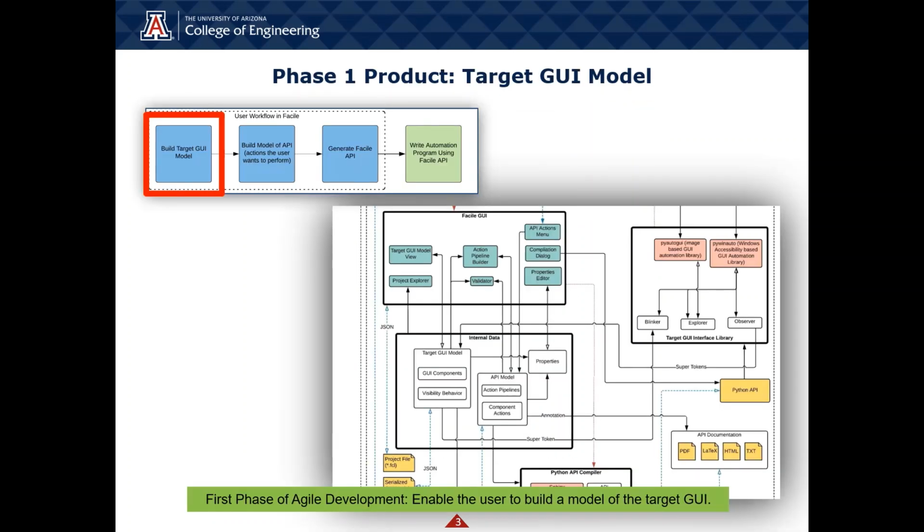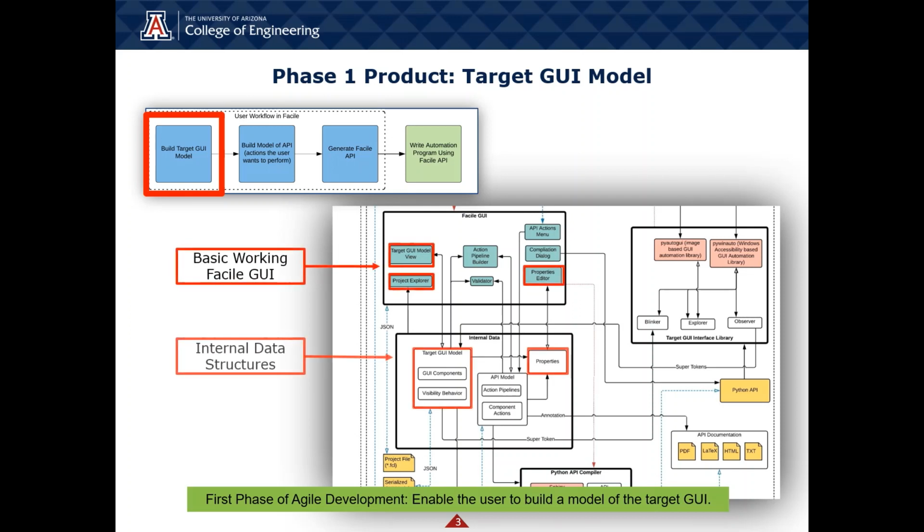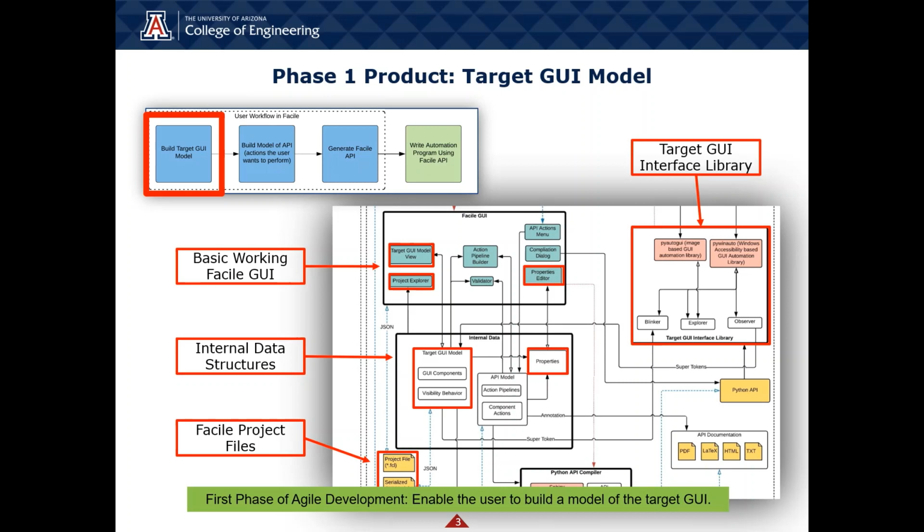The goal of the first phase of development was to have a minimum viable product which would allow the user to model the target GUI. This involved creating a basic version of Facil's GUI, defining the internal data structures making up the target GUI model, creating the mechanisms which allow Facil to save and load projects, and creating our target GUI interface library, which provides the mechanisms Facil uses to detect components of the target GUI.